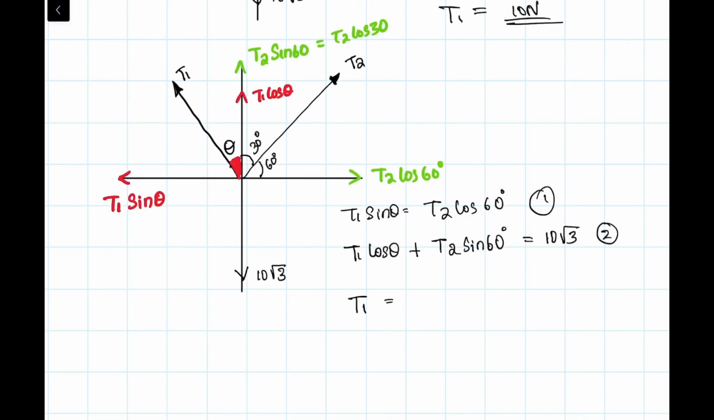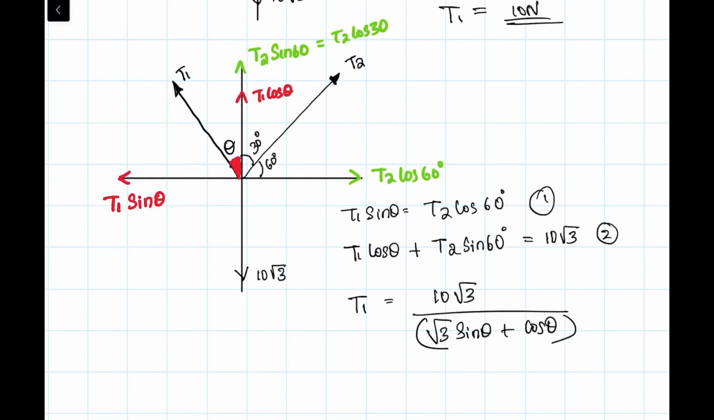So you can solve this. You will come to an equation for T1 which will be equal to 10 root 3 divided by root 3 sin theta plus cos theta. This is where you will come to a stop, because we can't further proceed without getting another equation. But they have given something else, that T1 value should be minimum. In order for T1 value to be minimum, what should be theta? That is the question. In order for T1 to be minimum, the denominator should be maximum. Correct? The denominator should be maximum.